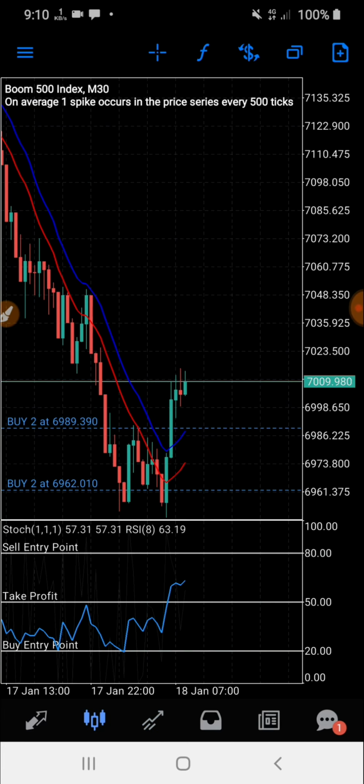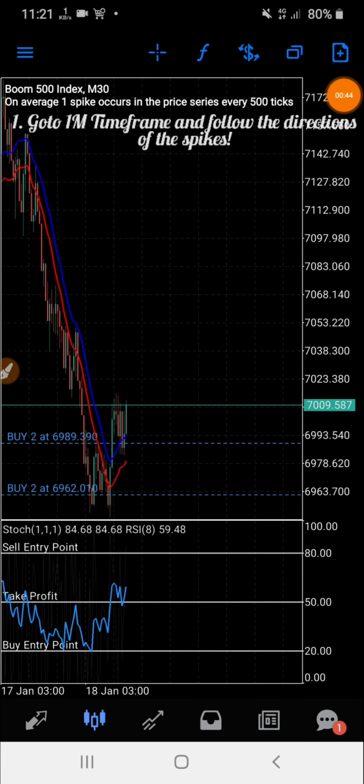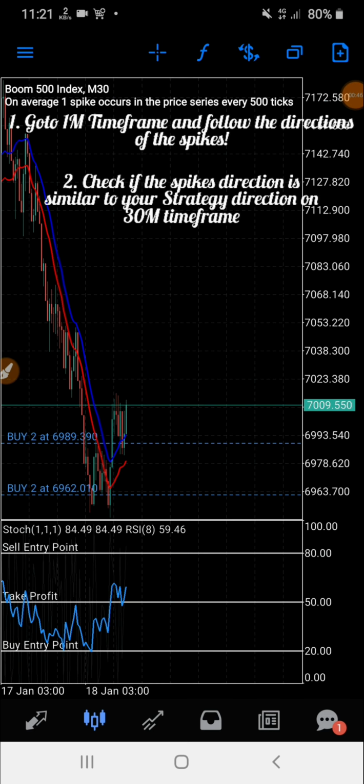You just have to go into the 1 minute time frame and see where your spikes are facing, if they're facing upside or downside. So you just take whichever direction they're pointing and go check it out on your 30 minutes time frame. If it's the same direction in which your RSI is pointing, then you know you are 99.9% sure in the market. So just because the envelopes are pointing upside, I'm going to hold it to the TP2 level.